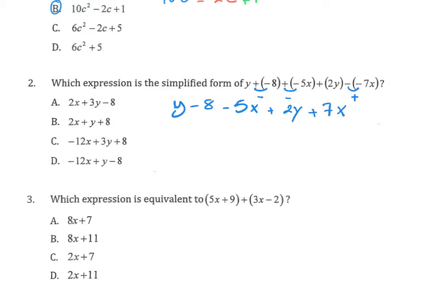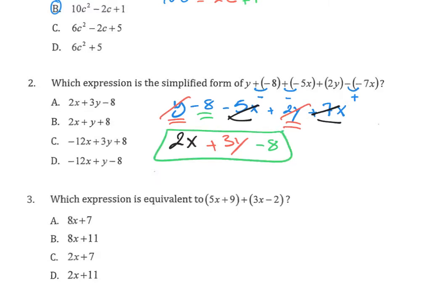And the next step, we have to add like variables. Let's start with x. We got negative 5x plus 7x. That will be 2x. So this is gone. Then we have y with 2y. That will be 3y. So this is gone. And the next one we have negative 8, and that's going to be the answer. So 2x plus 3y minus 8, which is A. So the answer is A.